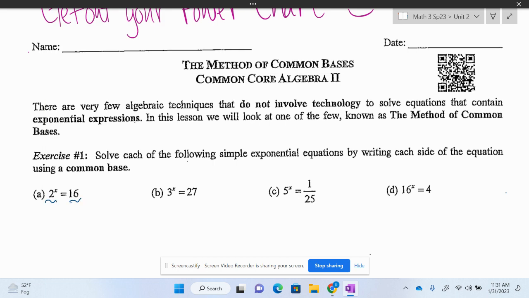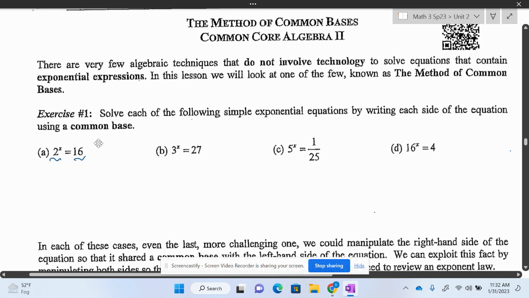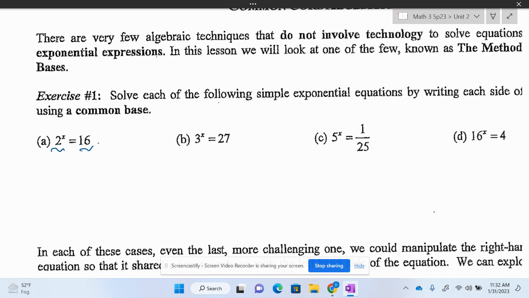So here's the way I want you to think about this. 2 and 16 can both be written as a power of what? If you look at your power chart, 2 is not a power of 4. Well, technically it could be. But if you look at your power chart, 2 to the first power is 2, and 2 to the what power is 16? 2 to the fourth power. So first we're going to replace this 2 with 2 to the first power, with the exponent x on the outside, equals 2 to the fourth power.